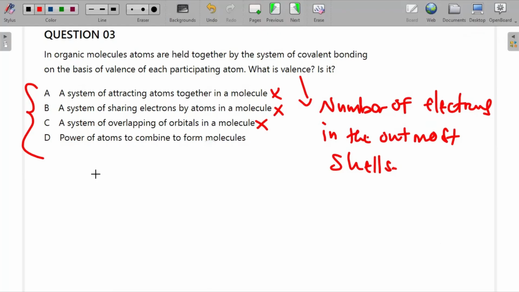The only answer which is closer to what valence is, which just tells us how many bonds the molecule is going to have, is the power of atoms to combine to form molecules. So we'll go with D as our best answer there.